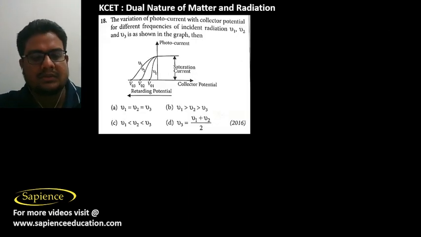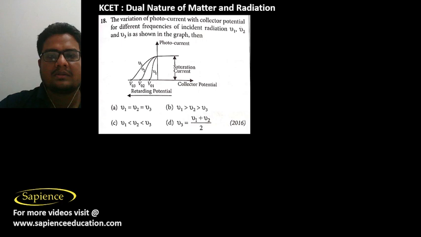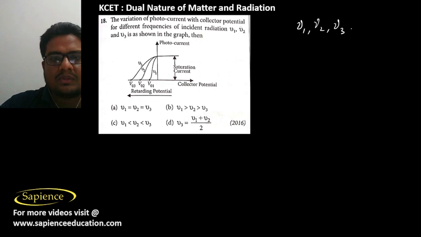Then the variation of photocurrent with collector potential for different frequencies of incident radiation nu1, nu2 and nu3 is shown in the figure. Here the stopping potential is different. The stopping potential for the third case is more than the stopping potential for the second case, which is more than the stopping potential for the first case.